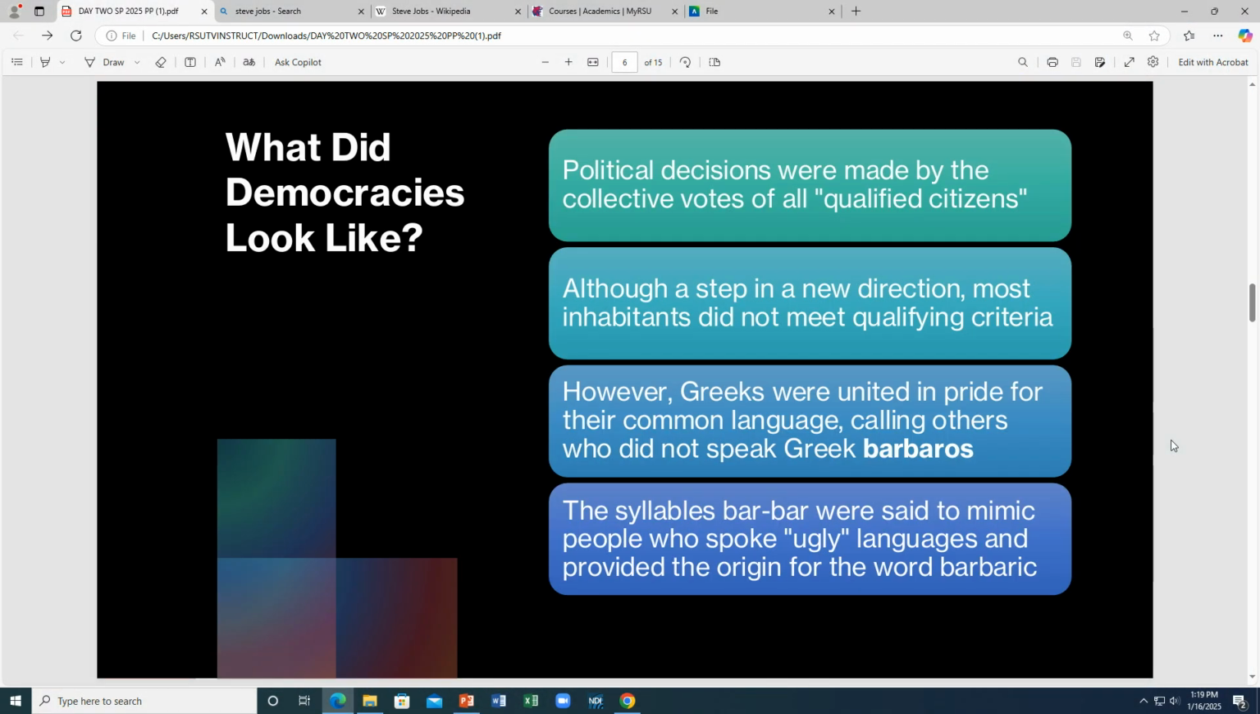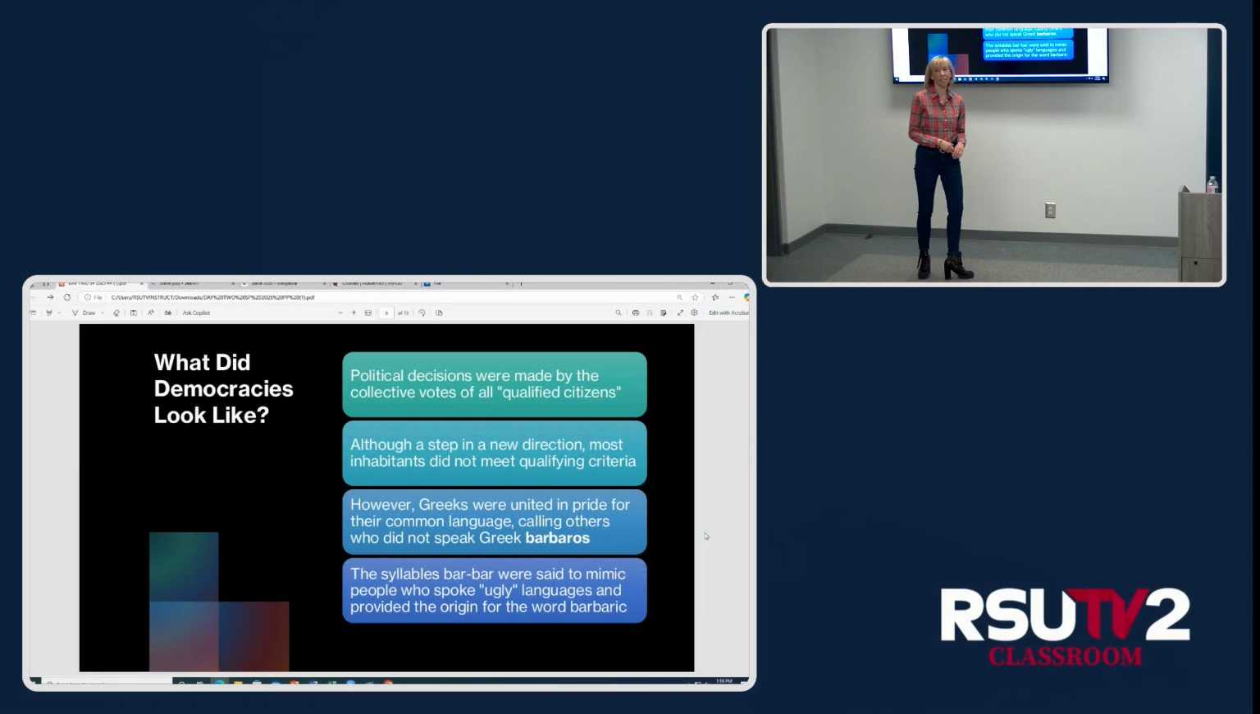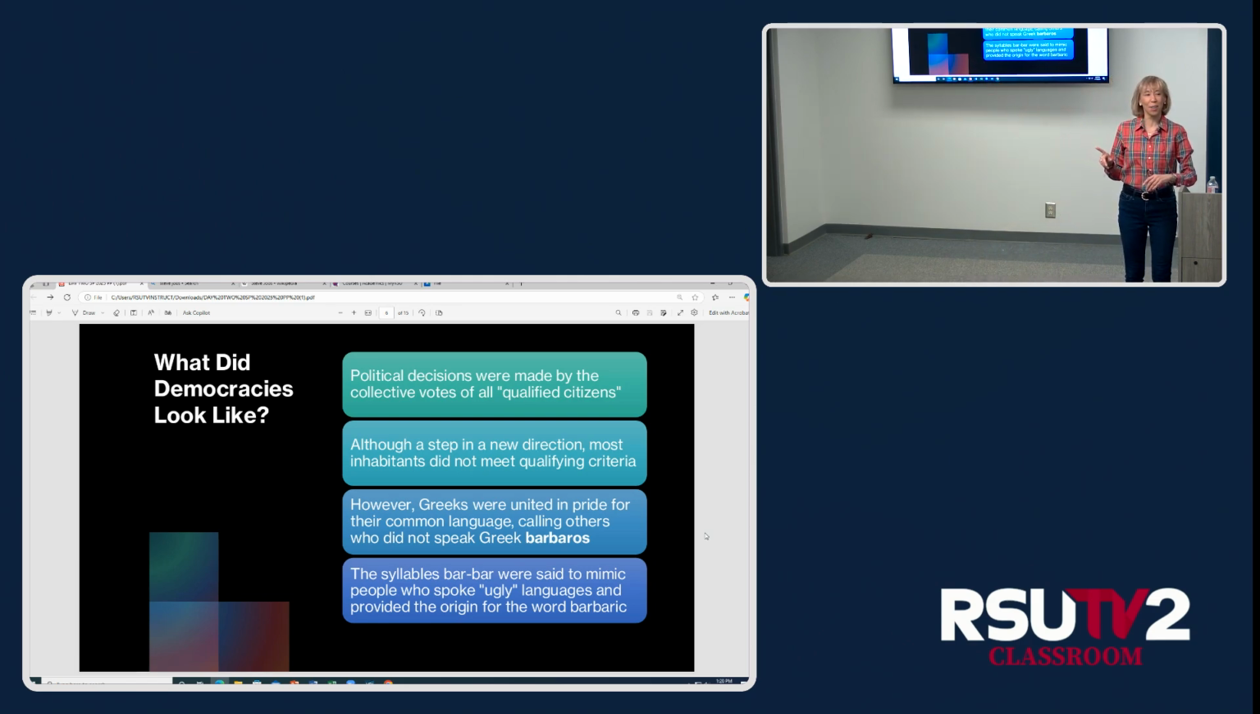Okay, so when we talk about what democracies look like, what we're talking about is back in the day around 500 BC. So political decisions were made by collective votes, and that sounds great. That sounds like everyone would get a say, right? But look at this, collective votes of all qualified citizens. Okay? So a couple of questions. Who made the decision as to who was qualified or not? What did that criteria look like? And why was that necessary?